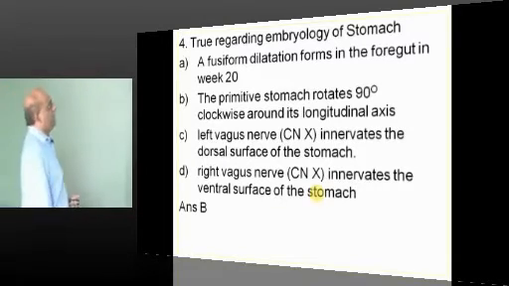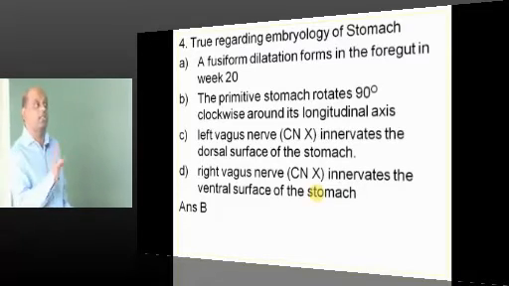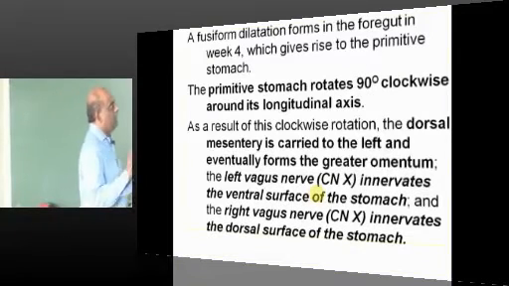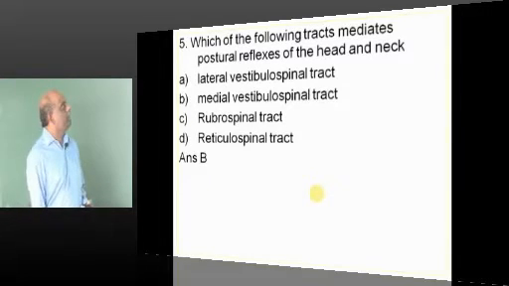Right. So it is a 90 degrees clockwise rotation around the longitudinal axis. The primitive stomach will be rotating, is what you need to remember.